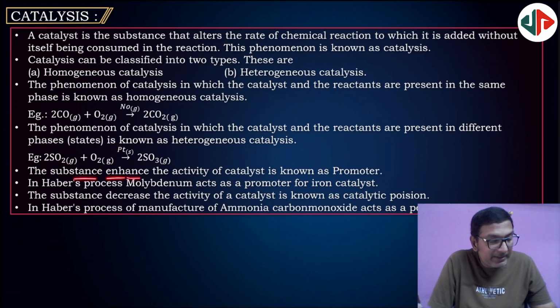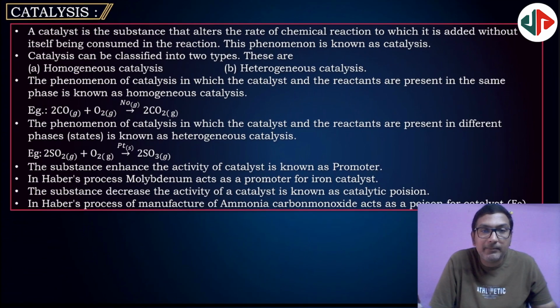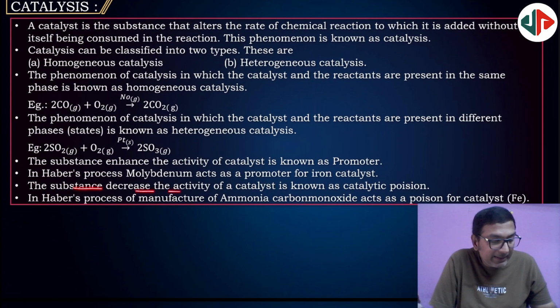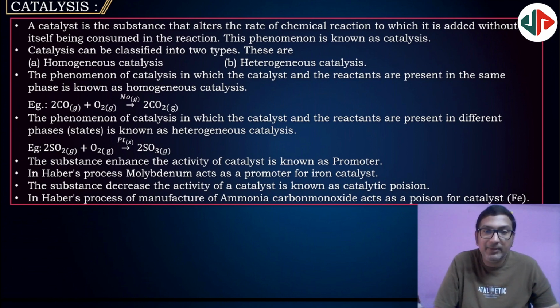Next, the substance which increases the activity of a catalyst is known as a promoter. In Haber's process, molybdenum acts as promoter and the catalyst is iron. Very, very important. Next, a substance that decreases the activity of a catalyst is known as a catalyst poison. In Haber's process for the manufacture of ammonia, carbon monoxide acts as catalyst poison for Fe. Because Fe can form a complex with CO, the catalytic activity of iron will be destroyed due to the presence of carbon monoxide.